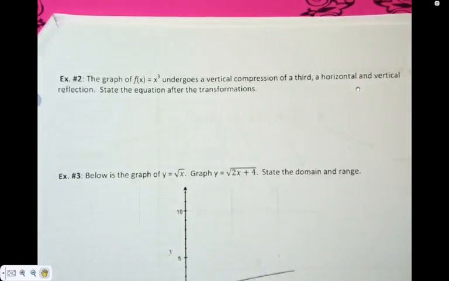Okay, here's a typical question where it actually doesn't ask you to do any graphing, it's just asking you to change the equation. So the graph of f of x equals x cubed undergoes a vertical compression of a third, a horizontal and vertical reflection. State the equation after these transformations. Grabbing my highlighter, what are some key things that we need to know in this sentence?